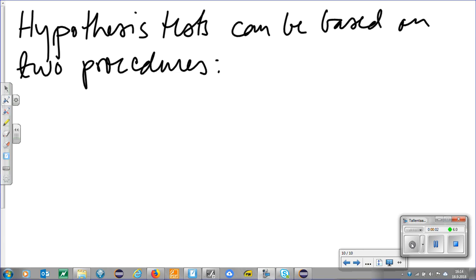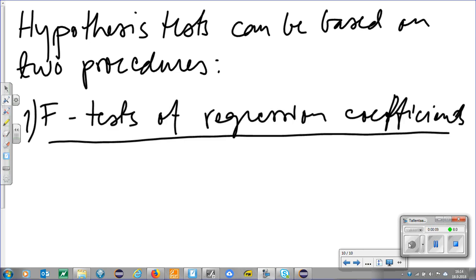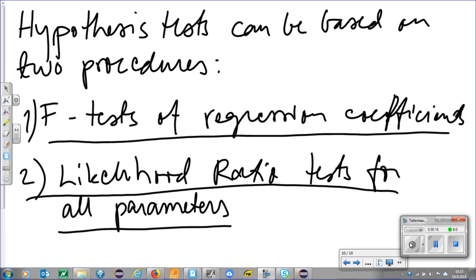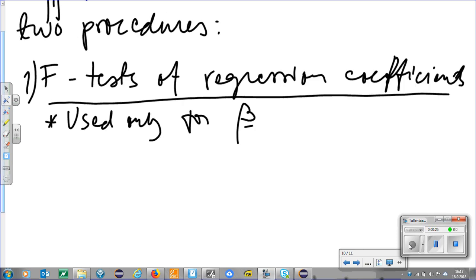The hypothesis tests about the linear model can be based on two procedures. We can make F-tests about regression coefficients or likelihood ratio tests for all parameters of the model. So likelihood ratio tests can be done also for the parameters of the random part of the model. As I said, those F-tests can be used only for regression coefficient beta.